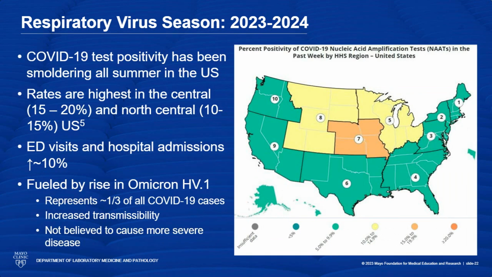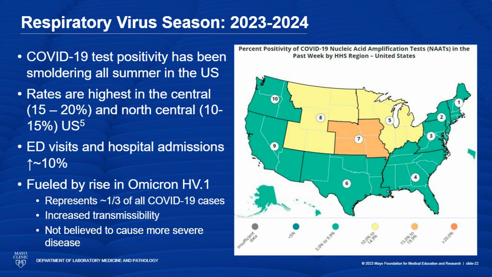What about COVID-19? Well, COVID-19 test positivity has definitely been smoldering all summer in the United States. We have not seen positivity rates drop to zero or single digits. It has been consistently in the 5 to 10% range. Now, in contrast to influenza, where we're seeing the majority of cases in the South, rates for COVID-19 currently are highest in the central and north central states in the US. And we'll actually come back to that.